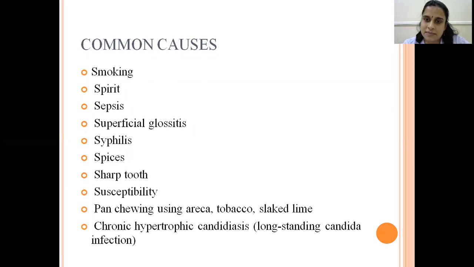Even if you forget this condition in particular, you can always mention the 6 S's for all the pre-malignant conditions and the malignancy in the oral cavity. Smoking, spirit or alcohol, sepsis, infection, superficial glossitis, syphilis, spices, sharp tooth. Okay, so these are the 6 S's.